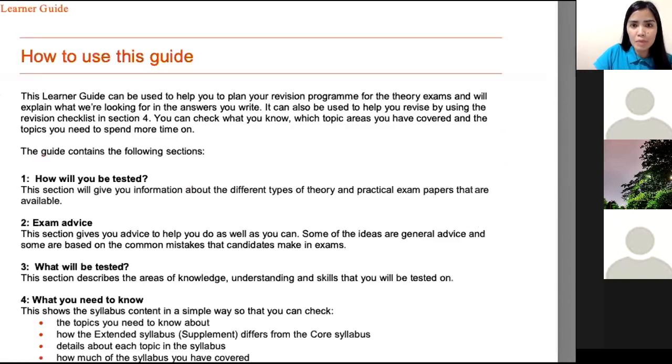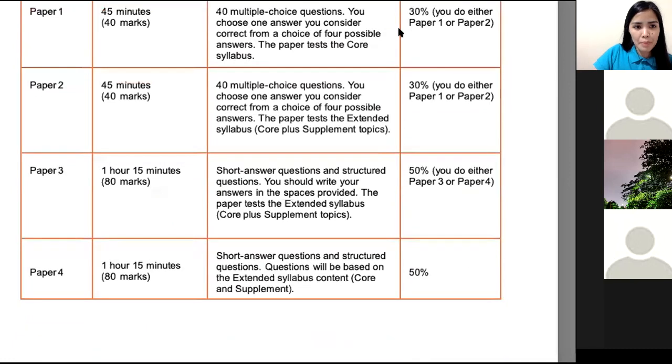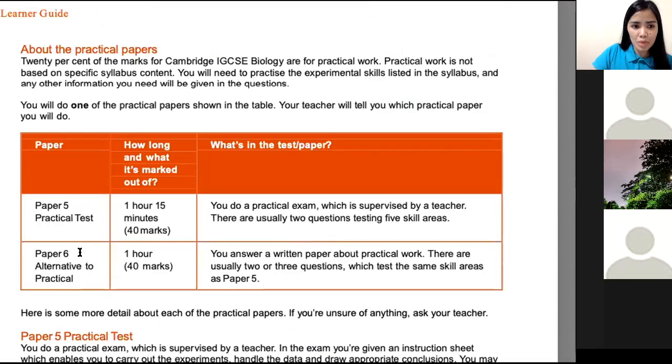Again, you'll be tested for paper 2, paper 4, and paper 6. Paper 2 again is multiple choice, 45 minutes, 40 marks. And then you will also be tested on paper 4. This is 80 marks, 1 hour and 15 minutes. It will include short answer questions and structured questions. And then paper 6 is 40 marks for 1 hour.